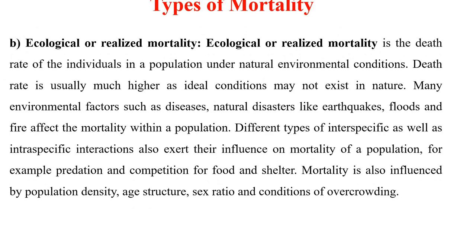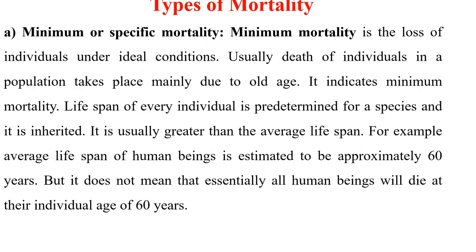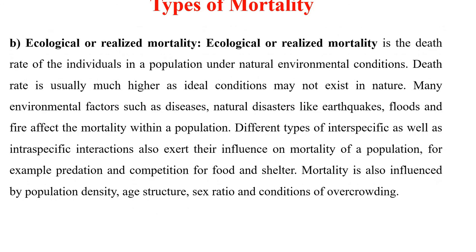Types of mortality, and in that the second one, that is ecological or realized mortality, is the death rate of individuals in a population under natural environmental condition. Remember the term under natural environmental condition. And in the previous one, that is minimum or specific mortality, under ideal condition. Death rate is usually much higher than under ideal conditions that may not exist in nature.